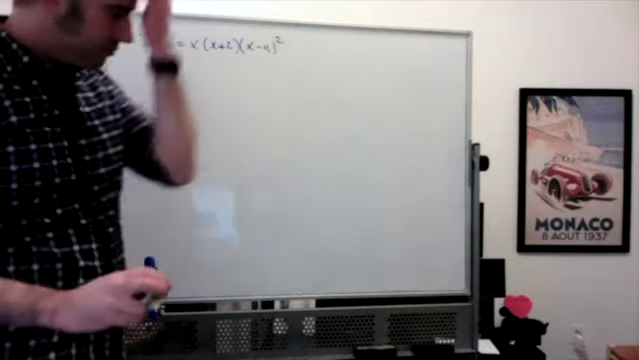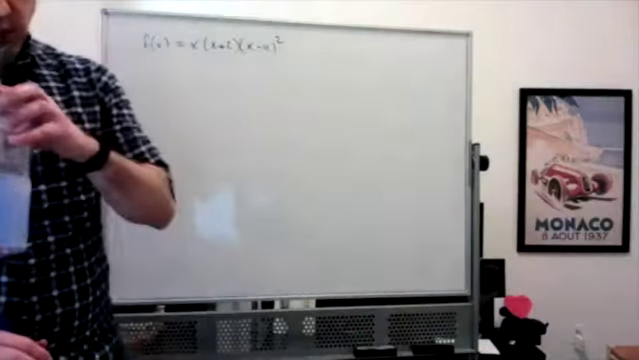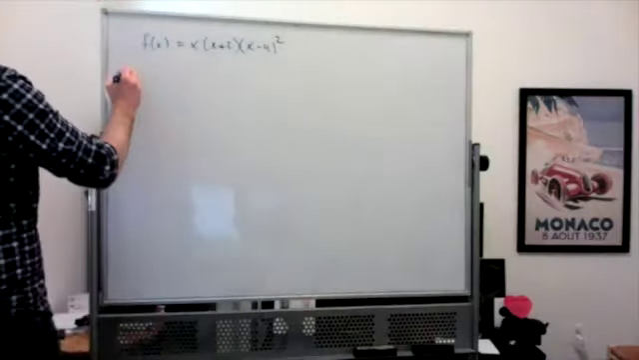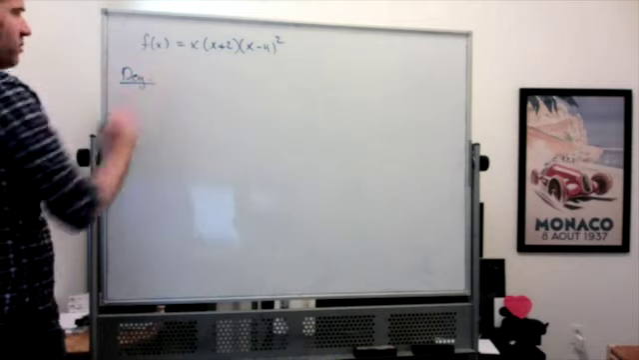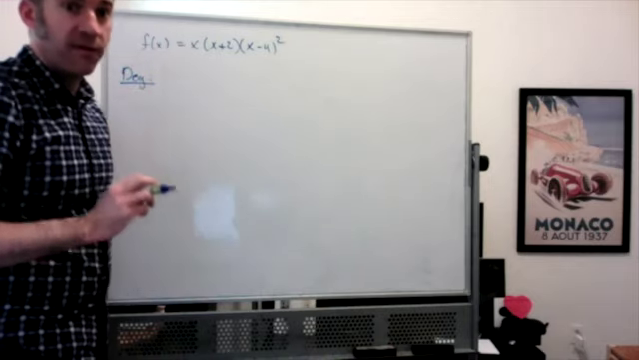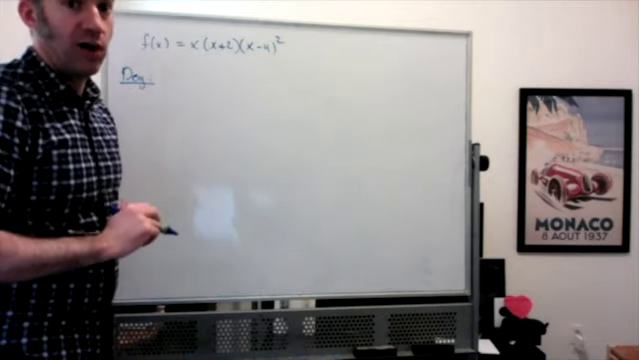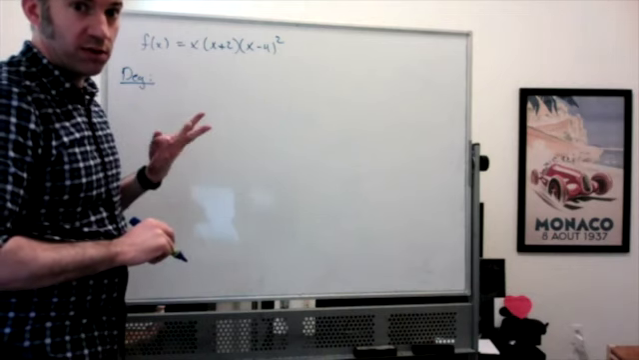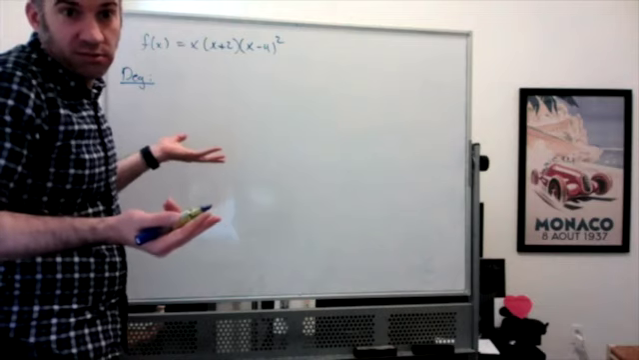All right. Let's do all the things. So what's the degree? What is the degree? If we multiply this out, what would the highest power of x be? 1, 2, 3, 4, 5, 6. What is it?